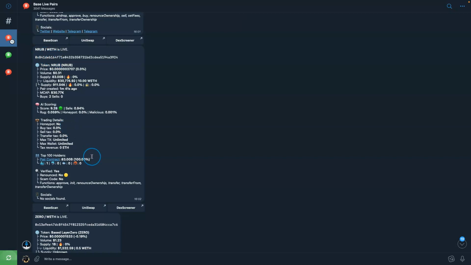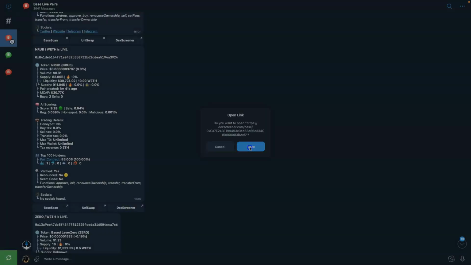NRUB. No idea. We've got some significant liquidity there, so that ticks a box. Market cap 30k ticks a box. Coming down, no honeypot. What have we got here? Renounce ownership, transfer from, transfer ownership. Nothing really too concerning there. Unlimited, 928, safe, nearly 1%. So that's quite high. Let's go and check that out.